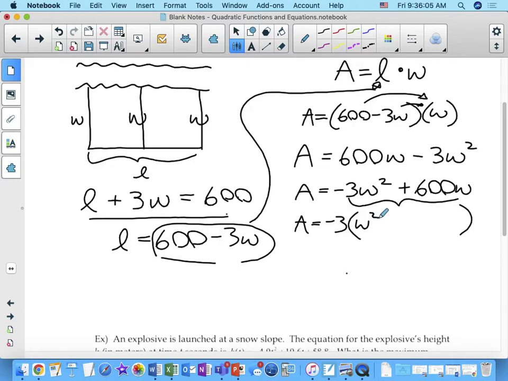Okay. When I factor out a negative 3 from positive 600, what do I get left? Negative 200, yeah. Okay, so negative 3 W squared minus 200W. Okay, now I have to take half of that, which is negative 100, and square it. Negative 100 squared is 10,000. So plus 10,000 minus 10,000. Oh, I forgot a 0.